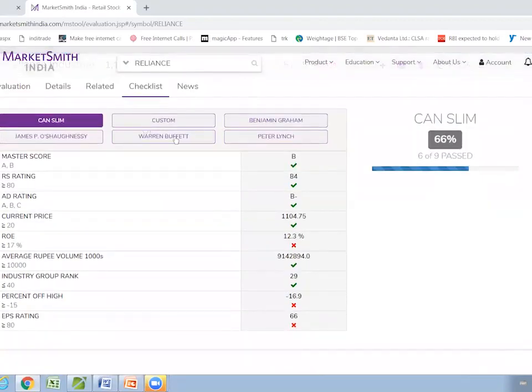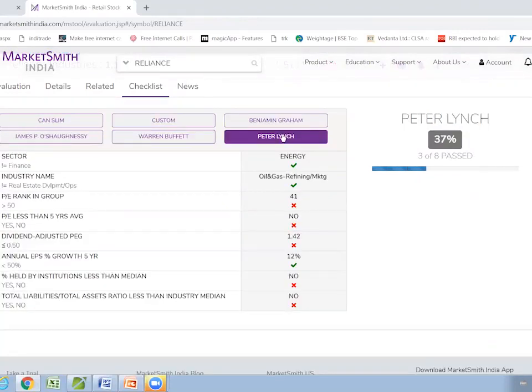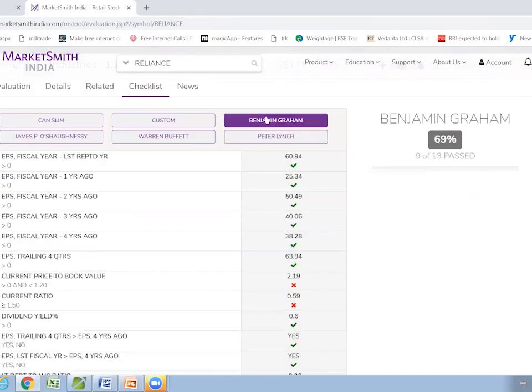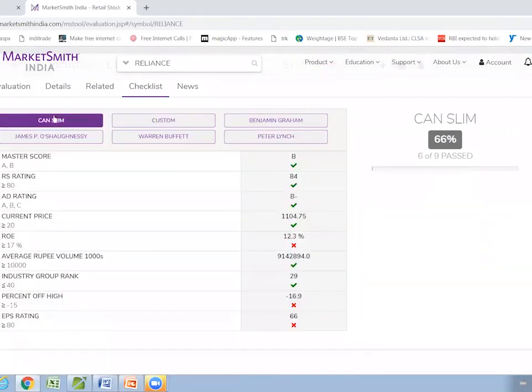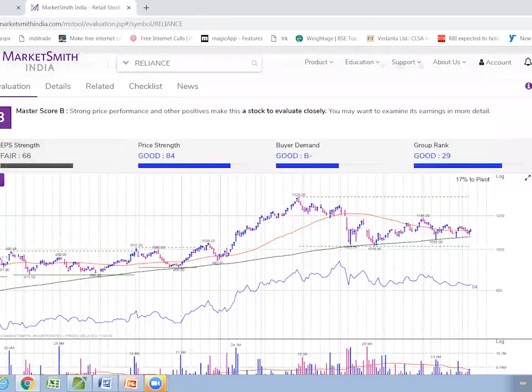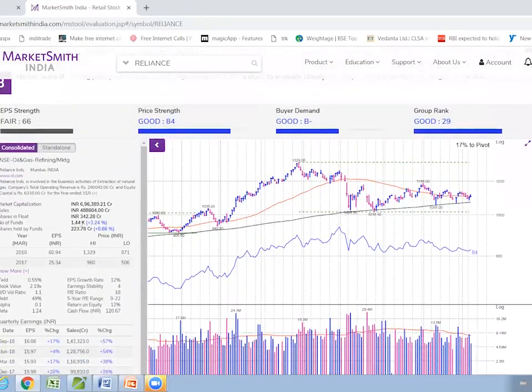There are other screens like Warren Buffett screens, matching 81% of Buffett's criteria. Peter Lynch is passing 3 out of 8. Benjamin Graham, it's passing 9 out of 13. So you have a lot of other screens. You can create your custom screens over here. In the evaluation tab, if you click here, you would see everything, number of funds, as I told you. So in total, 1.44K funds are holding the stock, and it has increased.